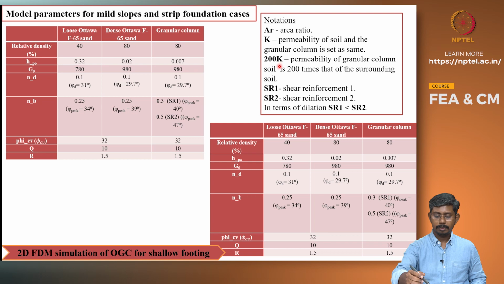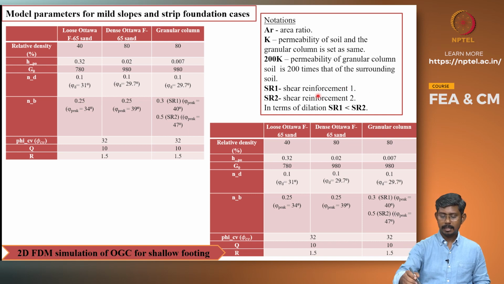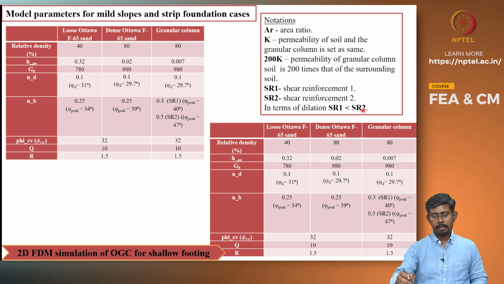In terms of permeability, K and 200K, as mentioned previously, K refers to the case where the granular column and the surrounding soil have the same permeability. 200K means the granular column will have 200 times more permeability than the surrounding soil. SR1 and SR2 refer to the shear reinforcement effect.